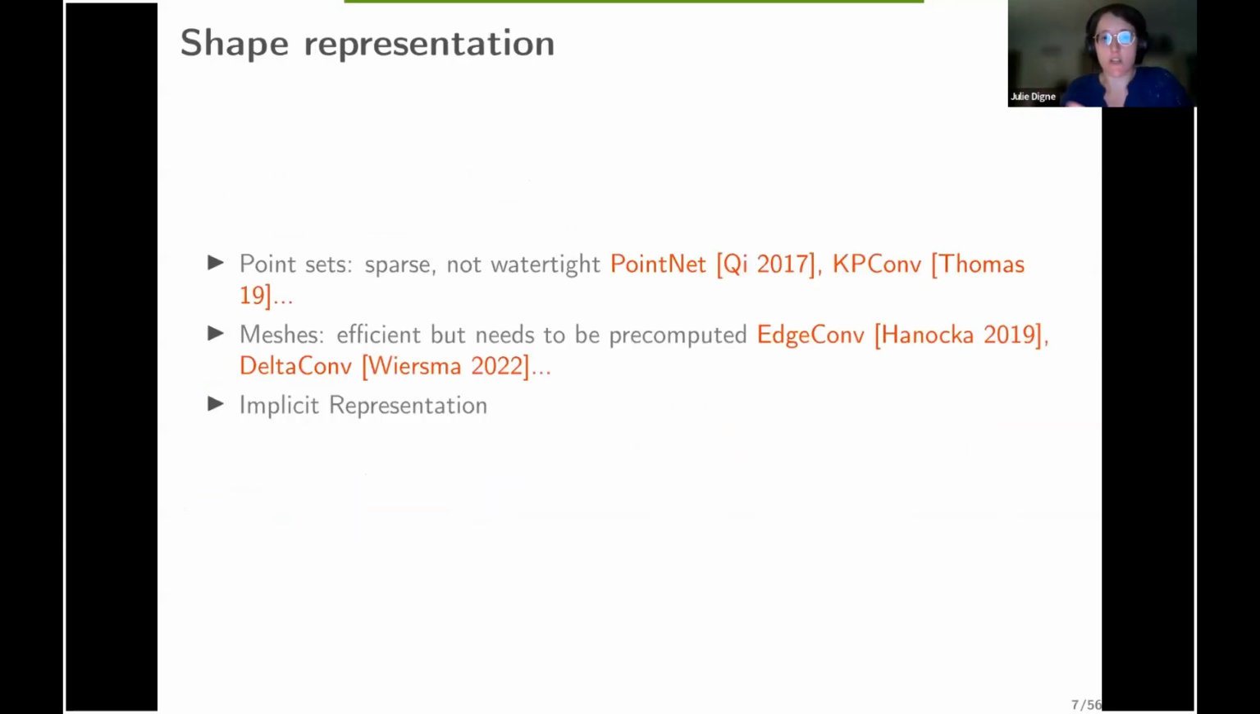So there are methods which deal with point sets, which basically are the raw output of acquisition devices, but which are sparse, not watertight, and so on. Meshes, which is basically a reconstructed mesh out of a point set. It's quite efficient to work with that because it has a graph structure, but it needs to be pre-computed, and it's not entirely a graph. It's a special type of graph because it has to be two-manifold. And then there is a type of representation which has gained some traction recently, which is implicit representation. And here I would like to focus part of my talk on this kind of representation.